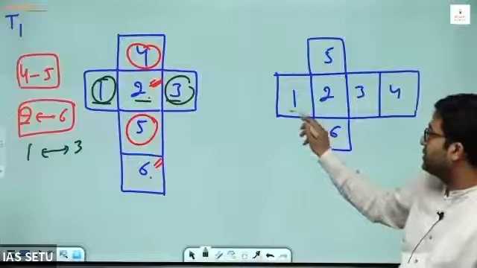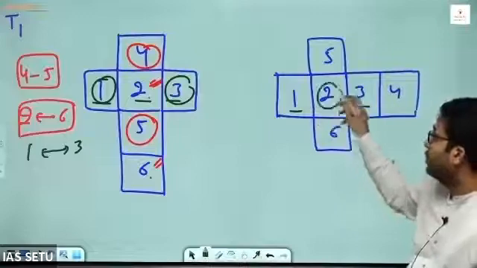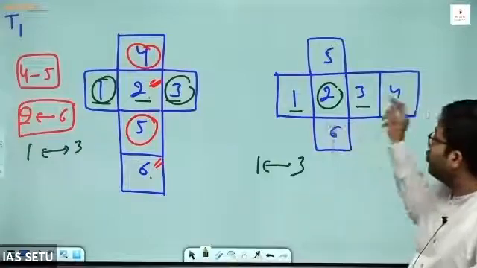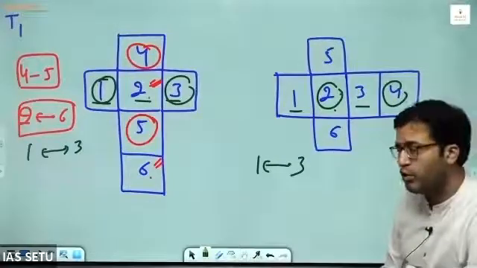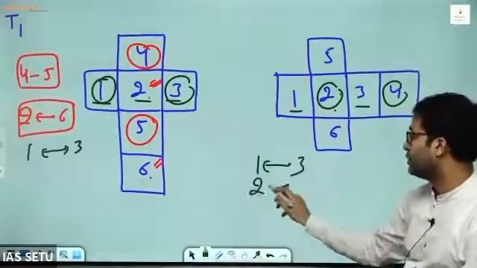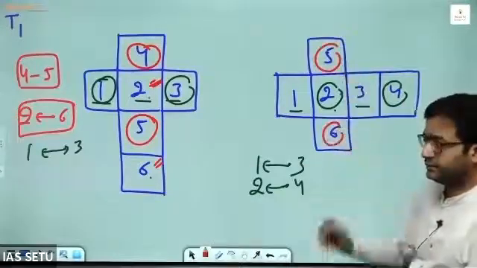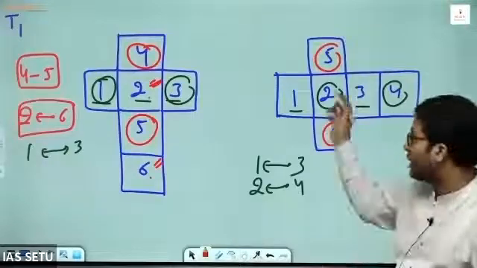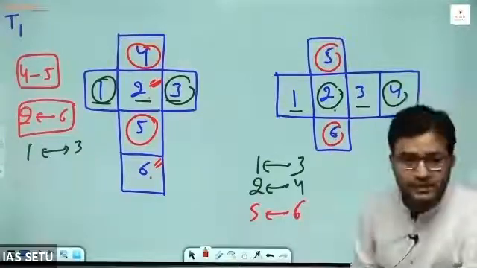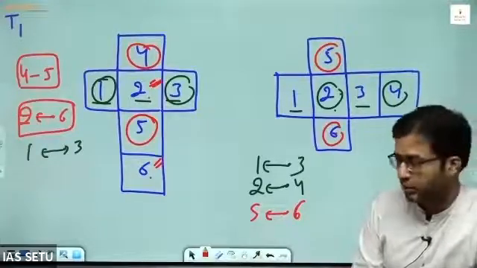Now, let me repeat. 1 and 3 are alternate, because between 1 and 3 there is 2. So you can conclude 1 is opposite of 3. Similarly, 2 and 4 are alternate. In a column or in a row, alternate faces are always opposite to each other. So you can conclude 2 is opposite of 4. Here 5 and 6 are alternate, because between 5 and 6 we have 2. So can we conclude 5 and 6 are opposite? Yes, because they are alternate here. So 5 is opposite of 6. Alternate faces are opposite to each other, in a column, in a row.